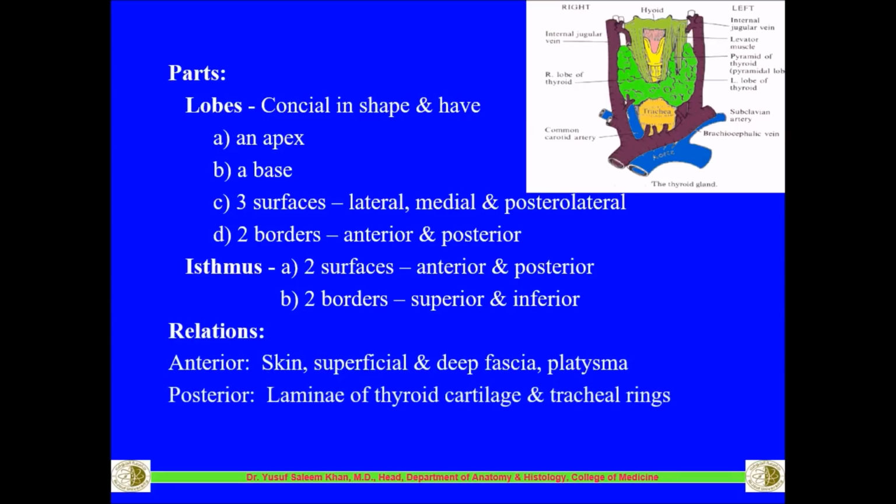Coming to the posterior relation, as you have already seen, it will be in contact with the thyroid cartilage as well as the tracheal rings. Coming to the lateral relation, there are very important structures on the lateral side. One is the common carotid artery as well as its two divisions, the external as well as the internal carotid artery, as well as a very important vein called the internal jugular vein.